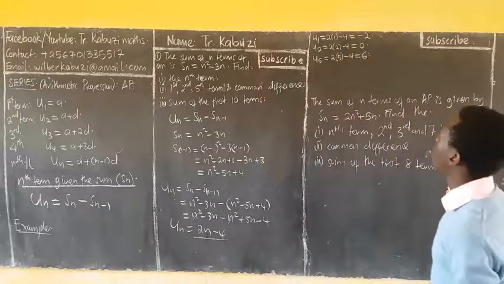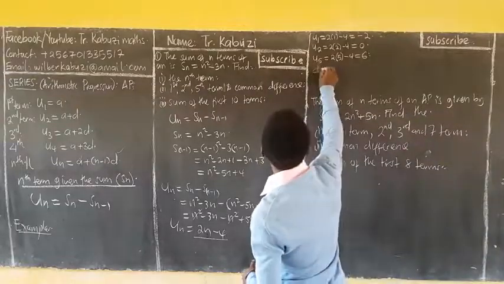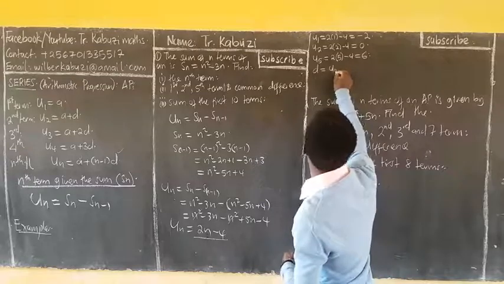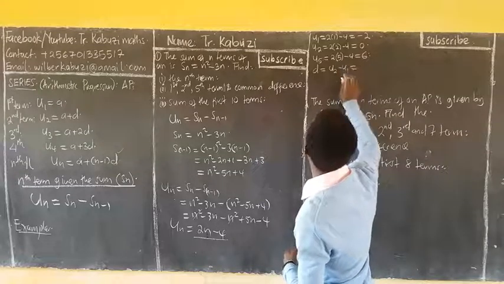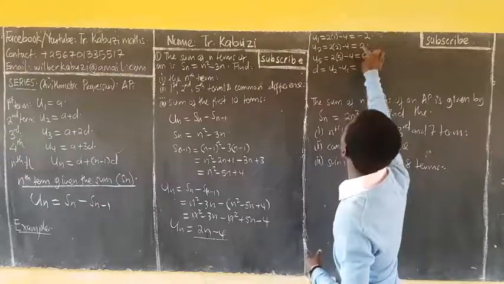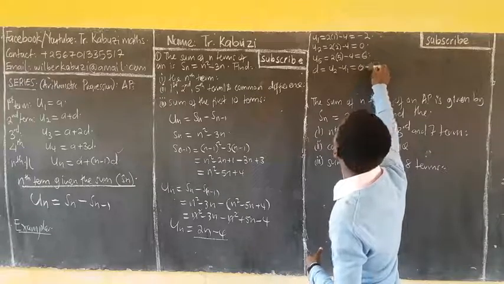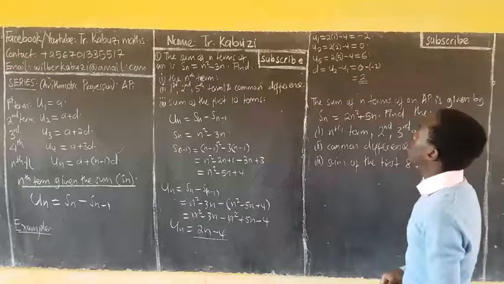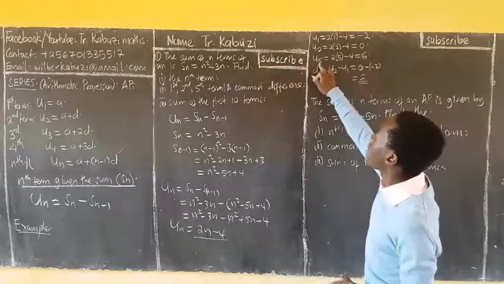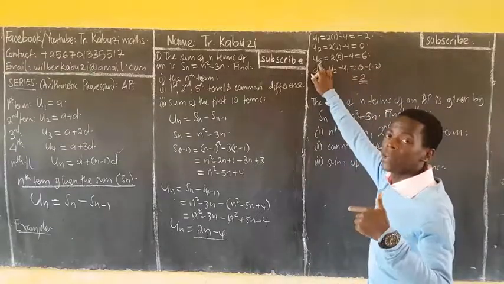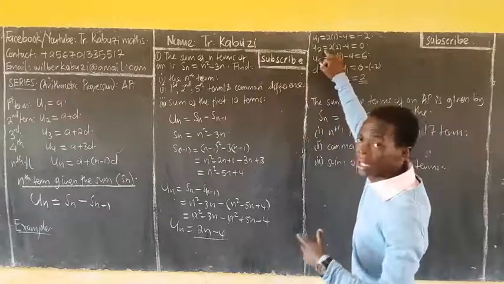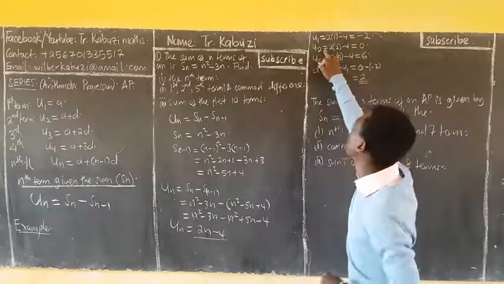Now they want us to get the common difference. Our common difference, as we said previously, is between two consecutive terms. So u2 minus u1, which will be 0 minus negative 2. Our common difference is 2. Or if you want, you can use u5 and u6, then you get u6 minus u5. But you can't use this and this. Why? They are not consecutive.